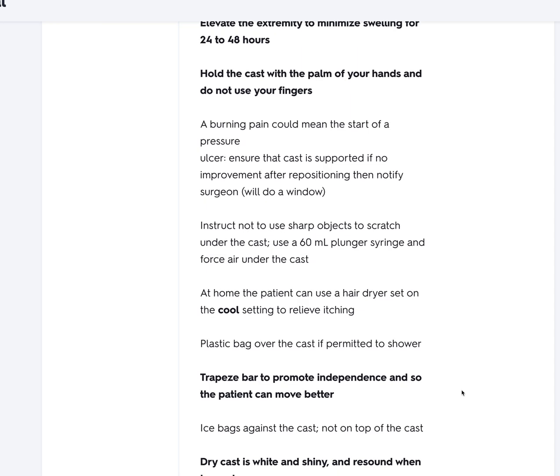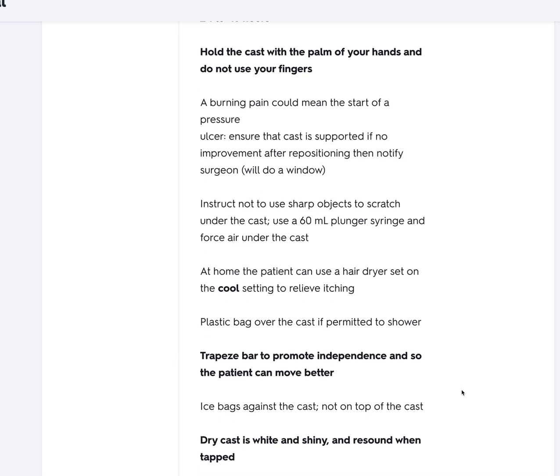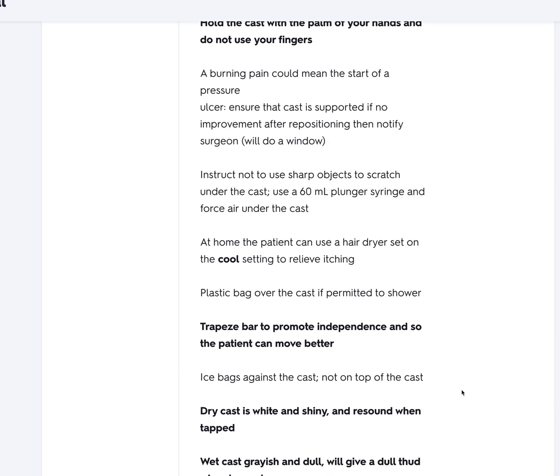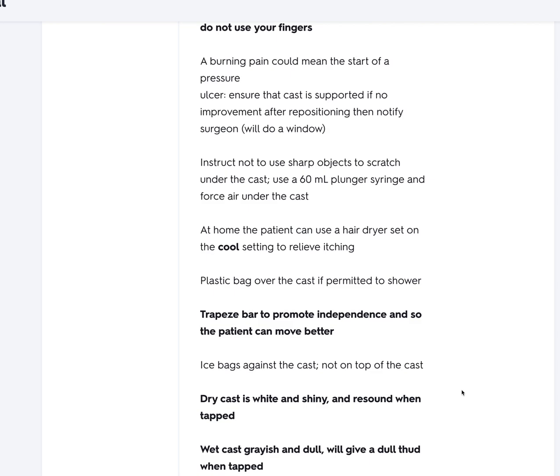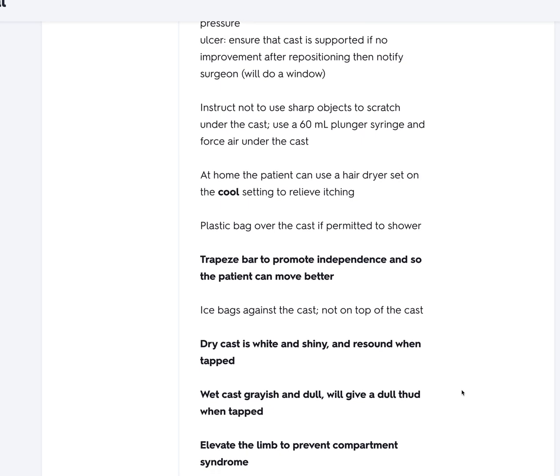You want to put it against the sides of the cast, okay? Because you don't want to put pressure on the cast. Trapeze bars, yes, every orthopedic bed should have a trapeze bar to promote independence. All right, the dry cast is white and shiny and resounds when tapped, okay? A wet cast is gray and dull, and it gives a dull thud when tapped.